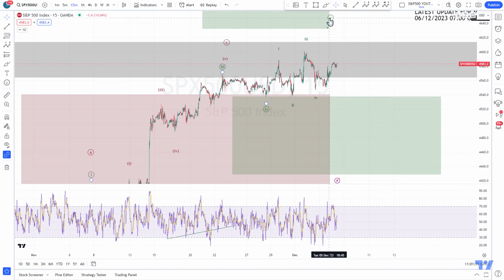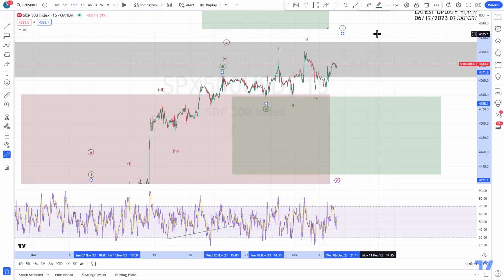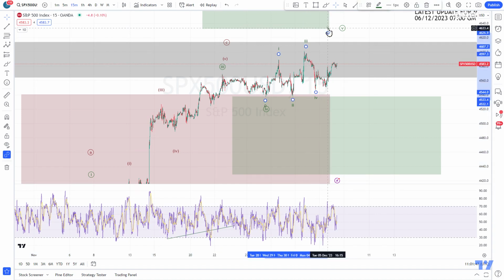And to make it fit in my 5 waves up, as I just showed in the higher time frame, we could think about this as an ending diagonal as a fifth wave, 1, 2, 3, 4, and then we still need this fifth wave, wave 5 of 5, to end the structure. That would be my interpretation for now.